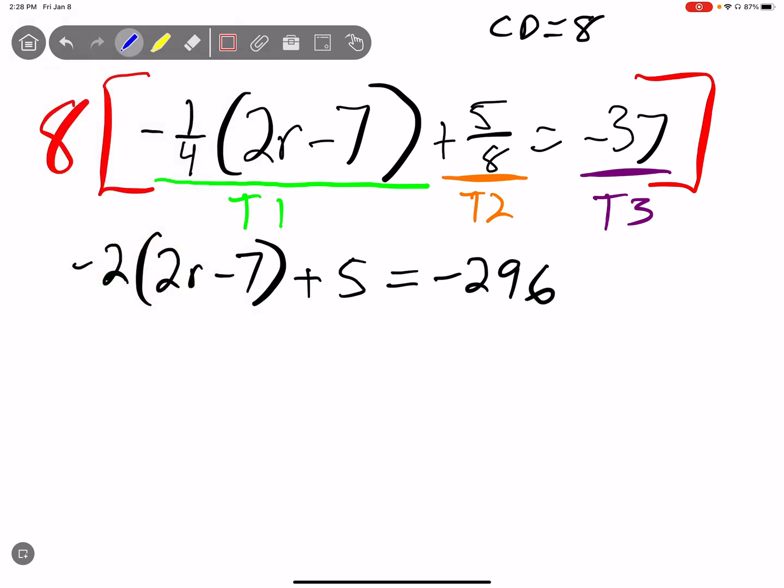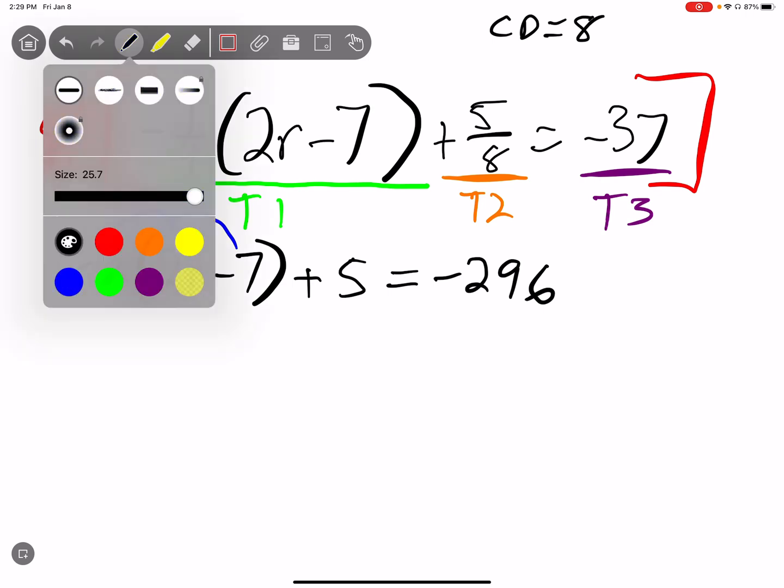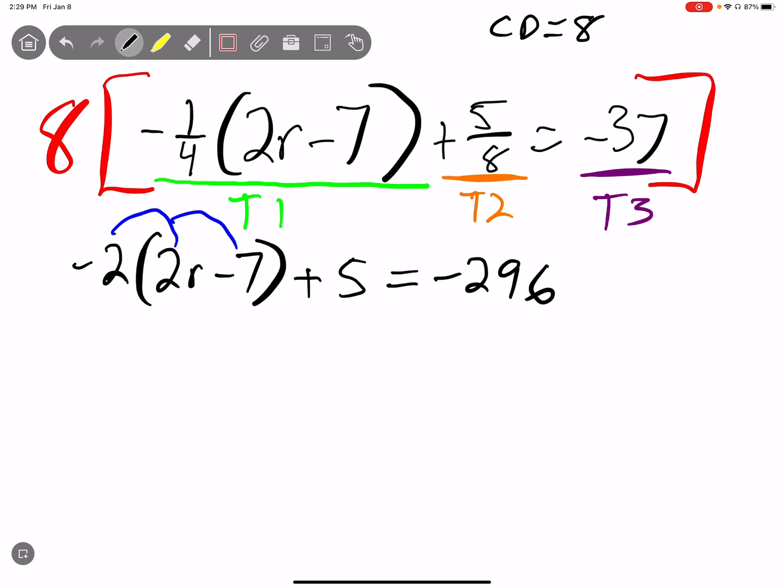So let's do just that. Let's distribute. Remember, when you are distributing, you need to take the number on the outside of the parentheses and multiply it by both terms inside of the parentheses. So if I do that, I get negative 2 times 2r, which gives me negative 4r, negative 2 times negative 7, which gives me negative 14, plus 5 equals negative 296.